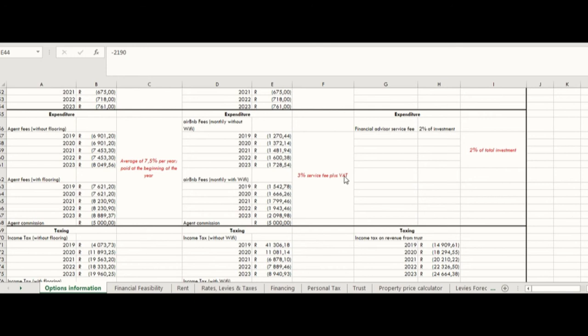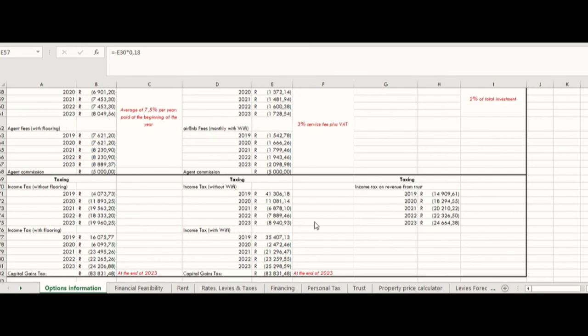I found that Airbnb charges a 3% service fee plus VAT, leading us to an 18% service fee per month. The values you see here are the service fees we need to pay every month. The expenditure for option 3 is a 2% service fee on the total investment, according to Volco from Harbour Wealth. Now that we have both the income and the expenses, we can look at taxing.